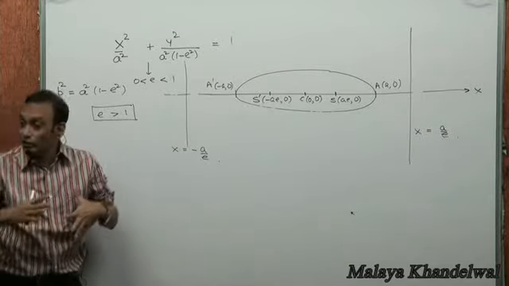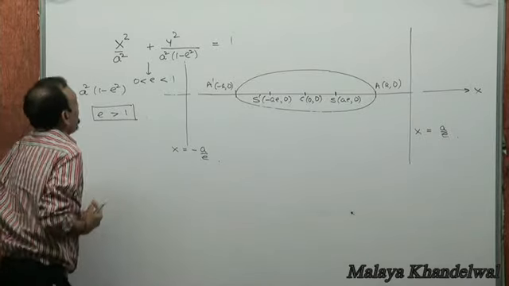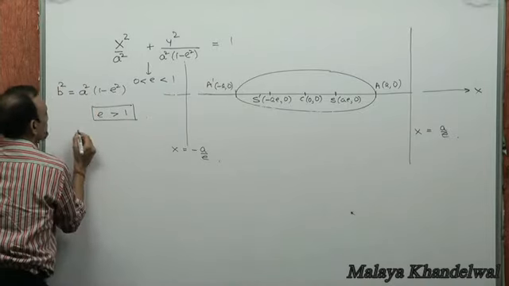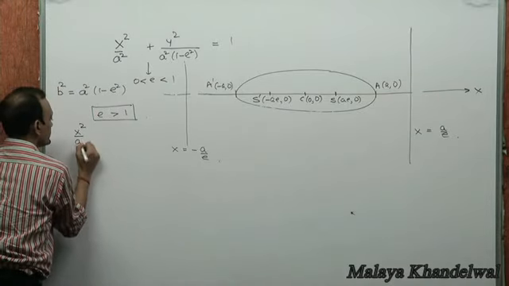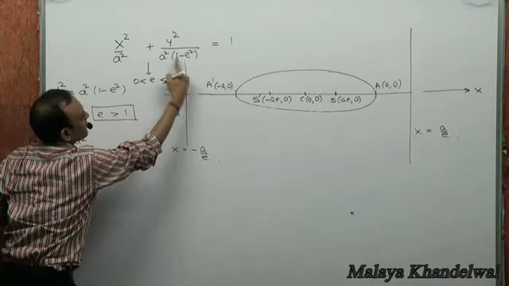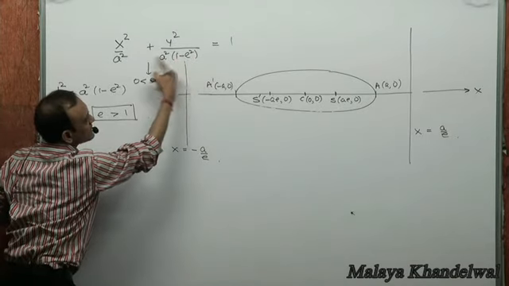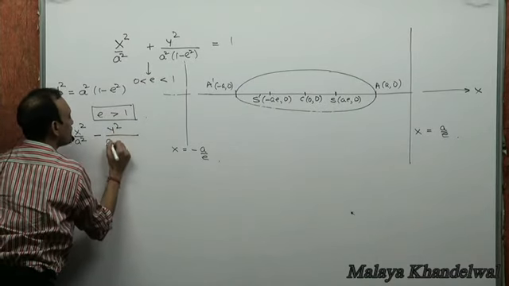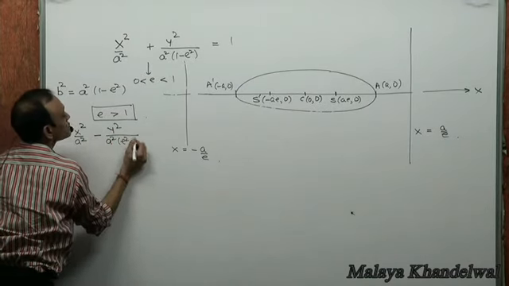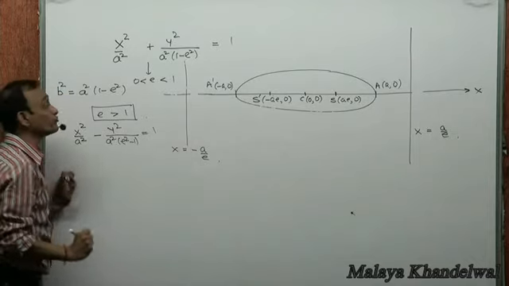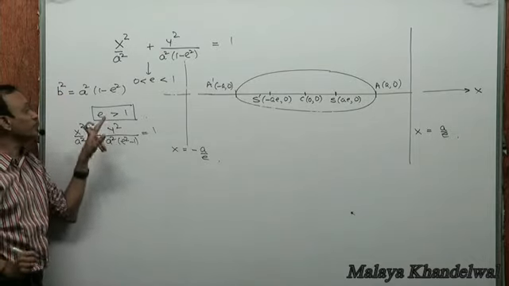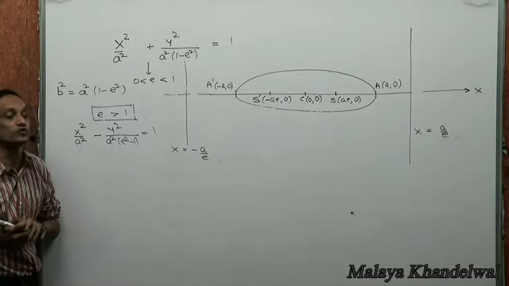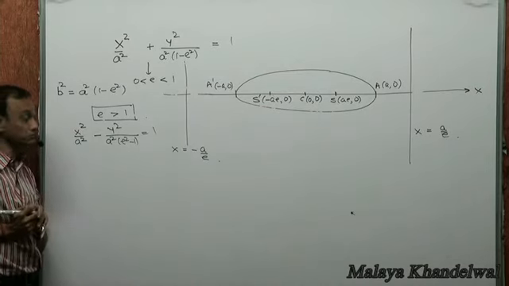I'll have the same kind of equation, except that the format in which I would write that equation is x squared by a squared, I write it as minus of e squared minus 1, minus y squared by a squared into e squared minus 1 equal to 1. That's how I would want to rewrite this equation if e was known to be greater than 1. This is the format in which I would want to write this equation.